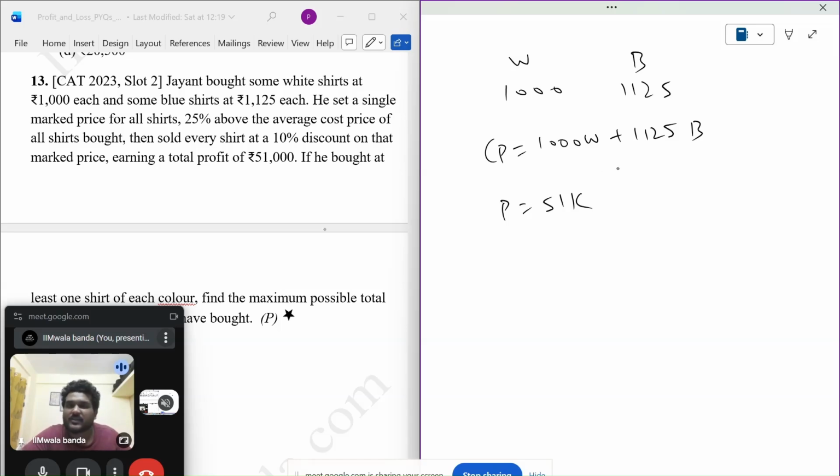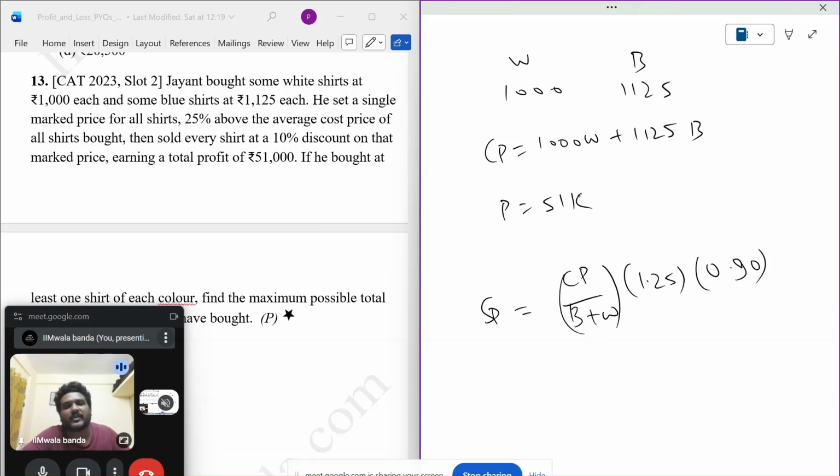Average price, can I say average price will be cost price upon whatever total he spent, W plus B. This is the average price. And he set a single mark price which is 25% above the average price. So can I say he marked it up by 25%? And then he sold every shirt at a 10% discount. So can I say selling price is this much?